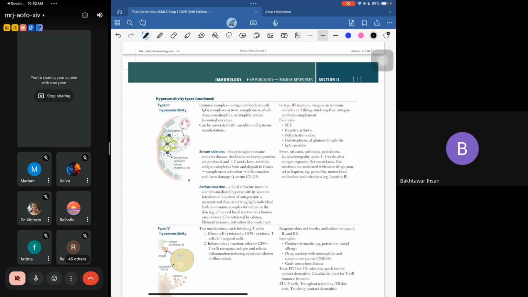So what is serum sickness reaction? Serum sickness reaction is a very important immune complex disease. What happens in serum sickness reactions is that sometimes you have a foreign protein in the body. So for example, you take antibiotics, or you take a vaccine. This is very common after a vaccine.